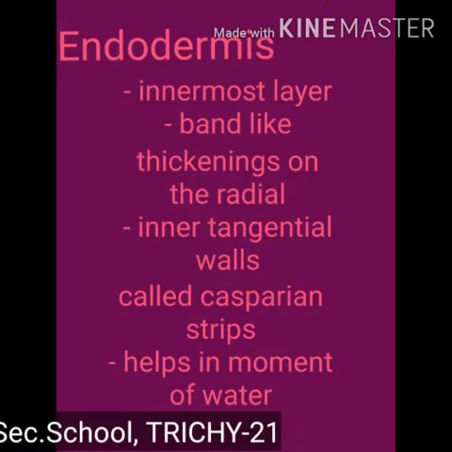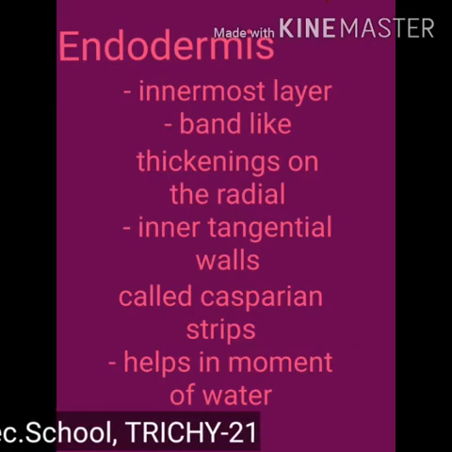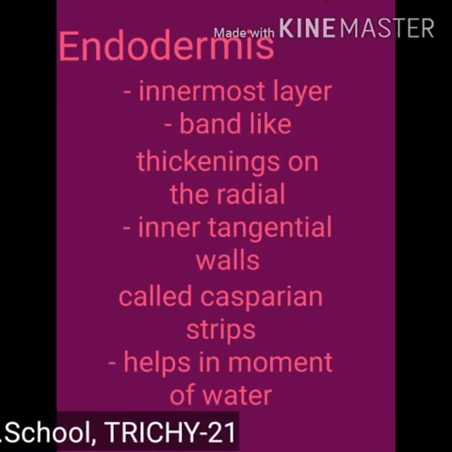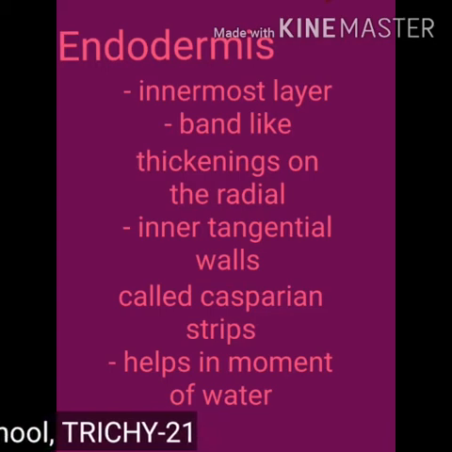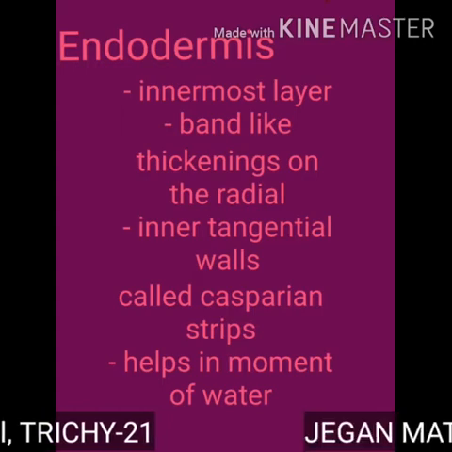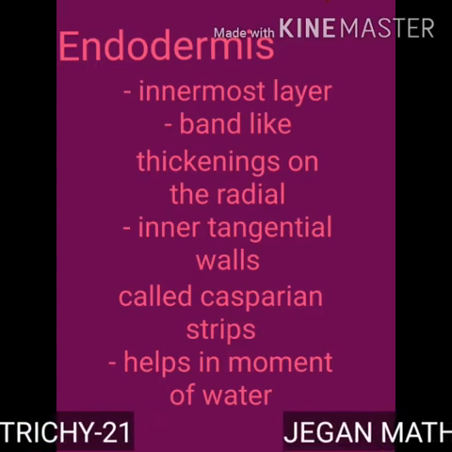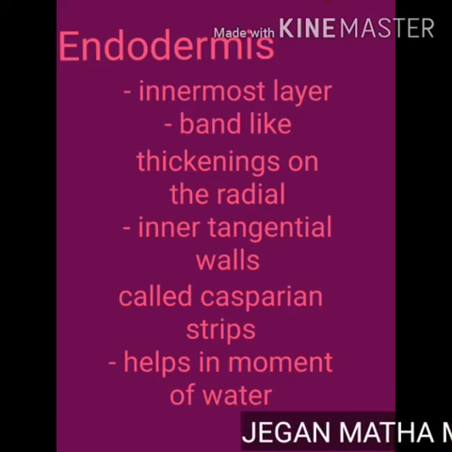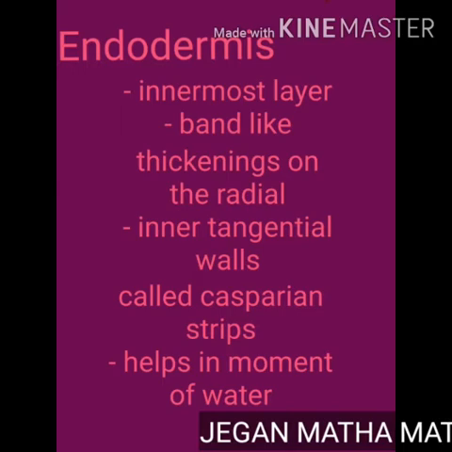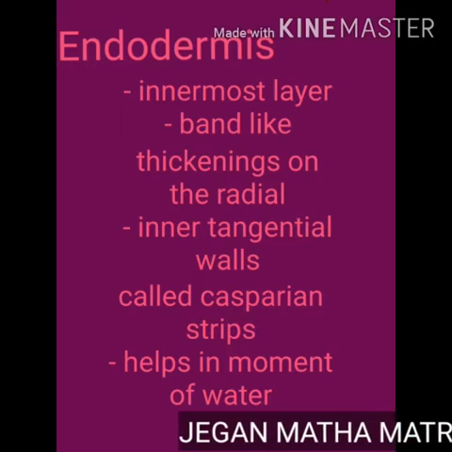The cells are barrel-shaped, closely packed, and show band-like thickenings on their radial and inner tangential wall called casparian strips. It helps in the movement of water and dissolved salts from the cortex into the xylem.